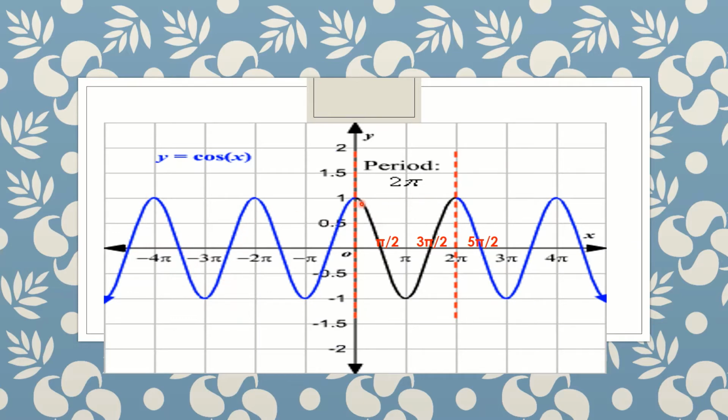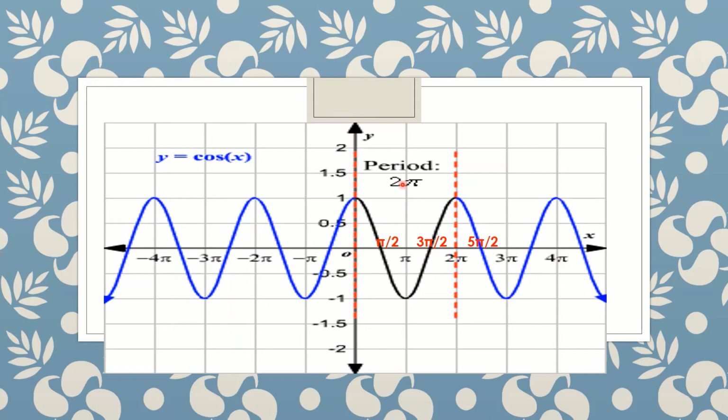The period of the cosine function is the same as the period of the sine function, which is 2 pi. It is the distance between two consecutive peaks, between this one and this one, or between this one and this one. Or, if you want, you can take it from the negative side, between this one and this one, or this and this one.